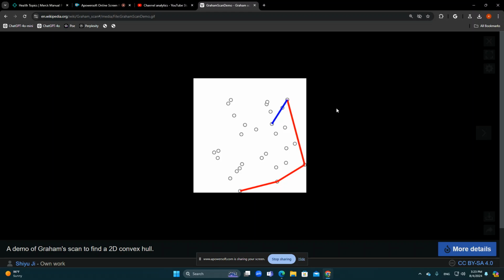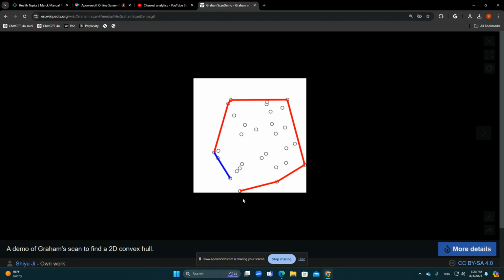Now the idea is to talk about the convex hull, and the idea of the Graham scan to create the convex hull. We will talk about this method. The idea is to create the convex hull that encompasses all the points. As you can see, this is an animation from Wikipedia which shows us one version of the Graham scan.